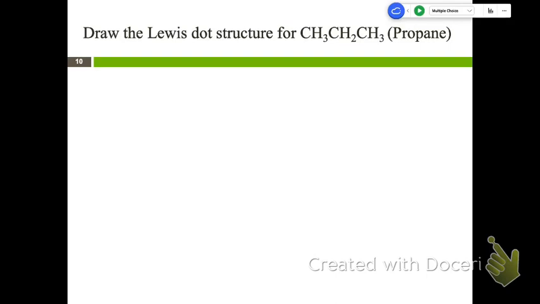All right, go ahead and draw the Lewis dot structure for propane. And we're going to probably need to start picking up pace, so I'm going to give you about 2 minutes for this. You can tell some by how the formula is written out. So go ahead and take 2 minutes to draw this. Does it have the right number of electrons? Are there any double bonds? Do you know how many bonds it should have?